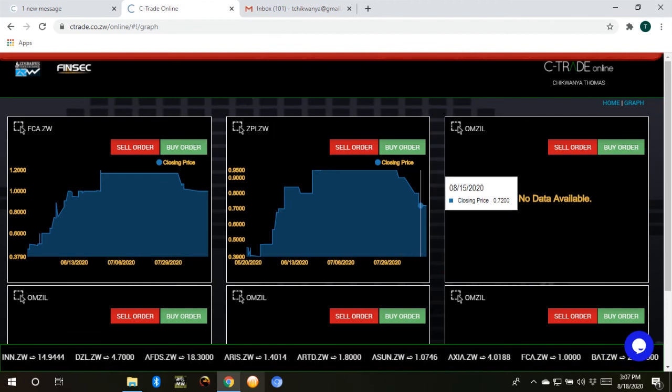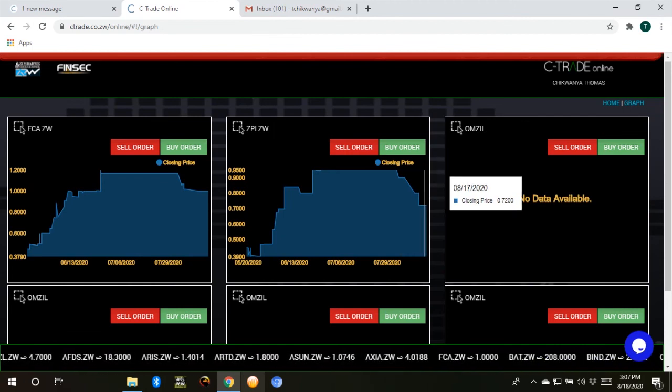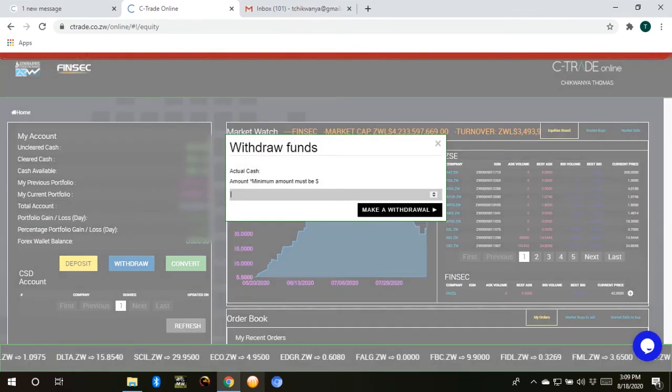You may also want to withdraw your funds. You just click on withdraw funds and enter the amount that you want to withdraw and click make a withdrawal.